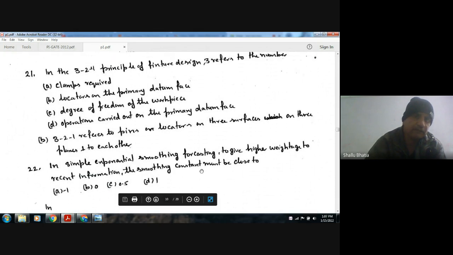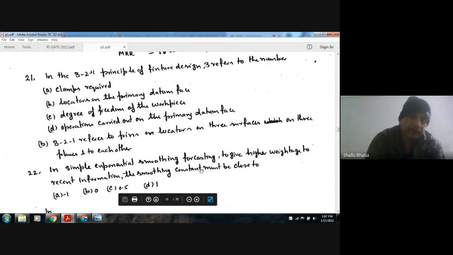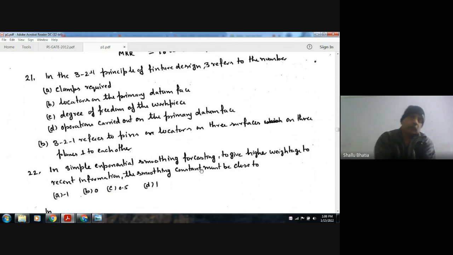Okay. Next, in the 3-2-1 principle of fixture design, 3 refers to the number of: option A, clamps required; option B, locators on the primary datum face; option C, degrees of freedom of the workpiece; and option D, operations carried out on the primary datum. So 3 is the number of locators on the primary datum. Actually, these are the pins.